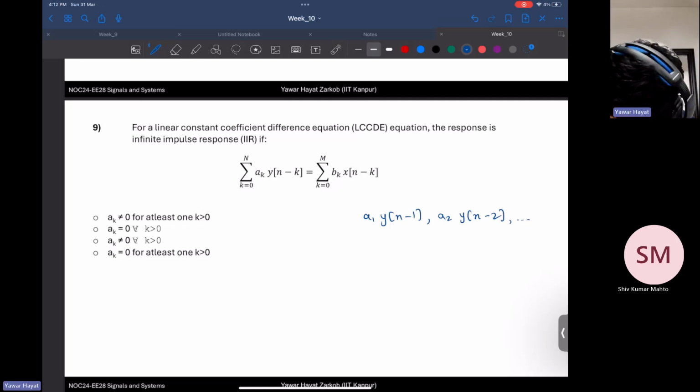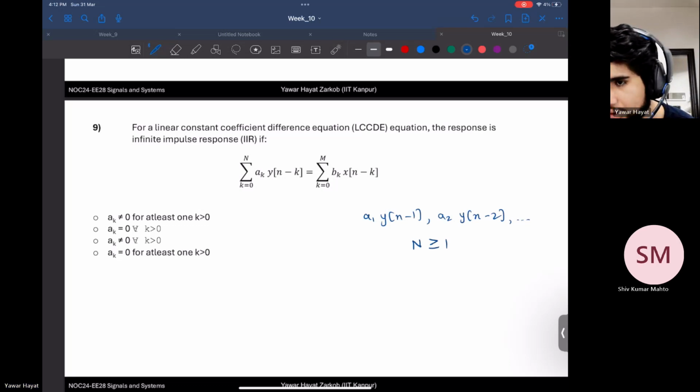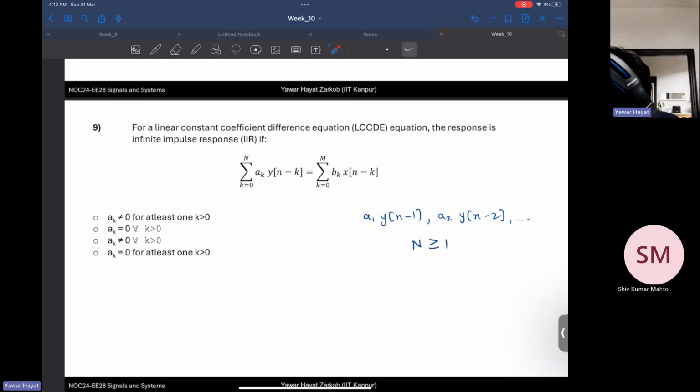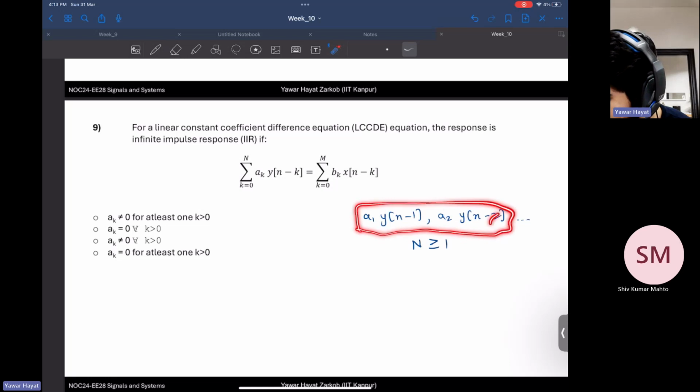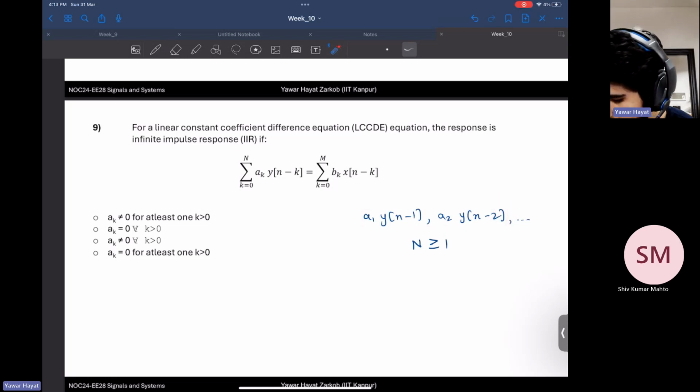So in other words, the order should be greater than or equal to 1, because this is what the order is. Be careful: if I had only this term, the order would be 1. If this term, the order would be 2. Even if I have both, the order would be 2. It's the highest k that occurs. Okay?